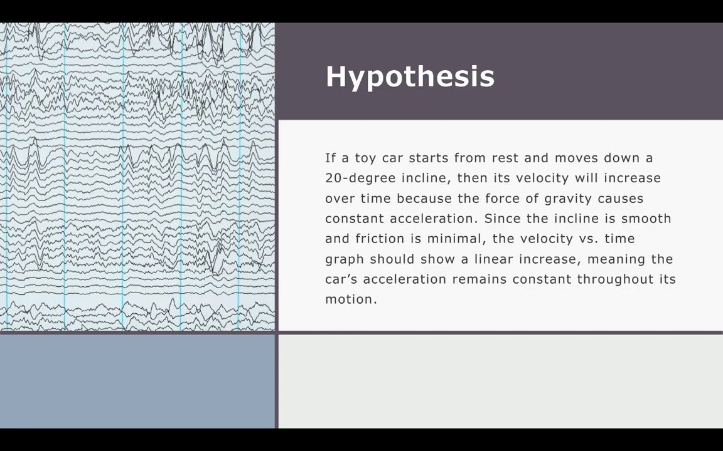Hypothesis. So I predicted that if the toy car starts from rest and moves down a 20-degree ramp, its velocity, or speed in a certain direction, will increase over time. Since gravity pulls the car down and there's little friction, I expected the speed to increase at a steady rate, meaning the acceleration would stay the same. This should create a straight, upward sloping line on the velocity versus time graph.